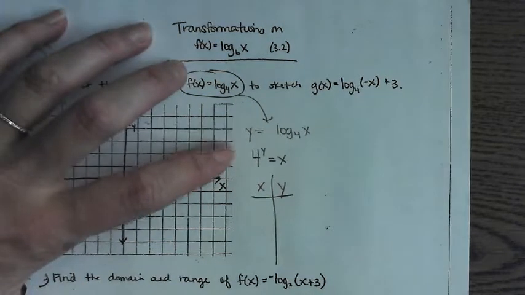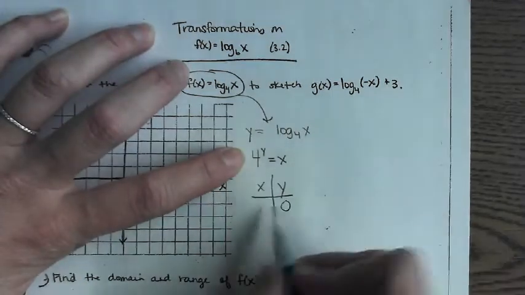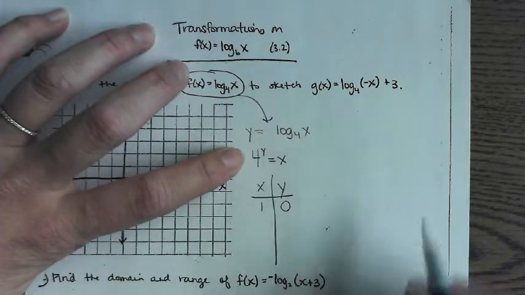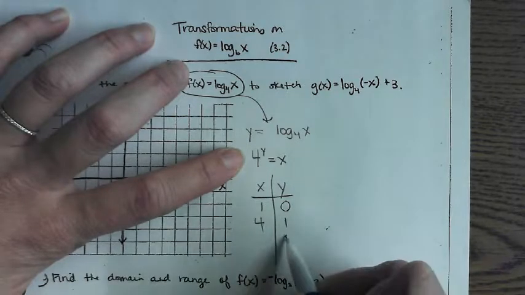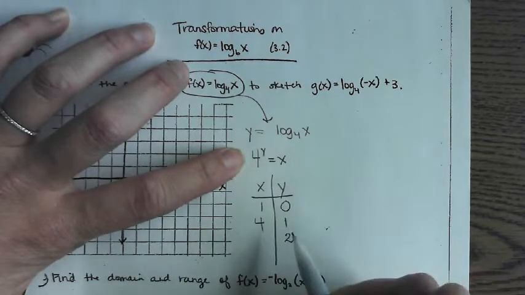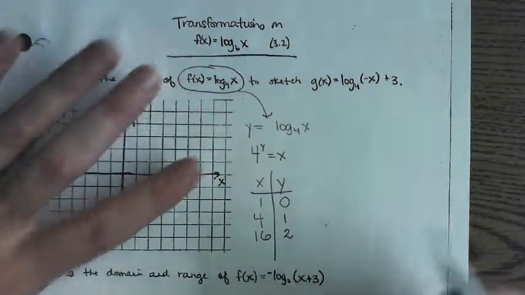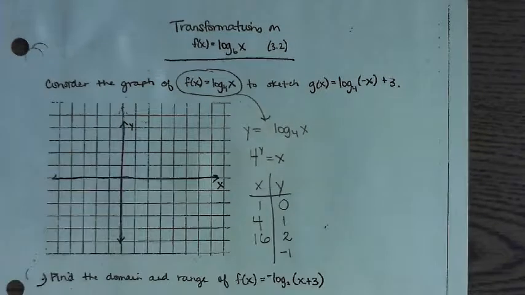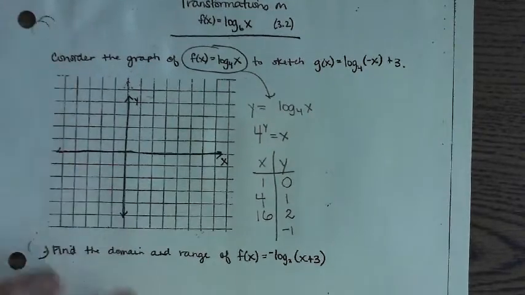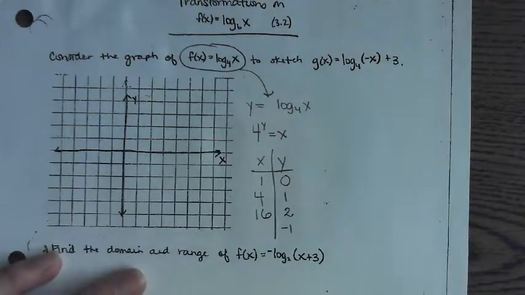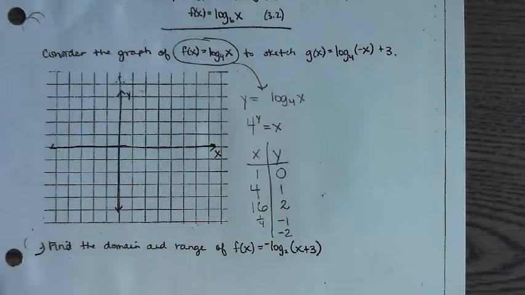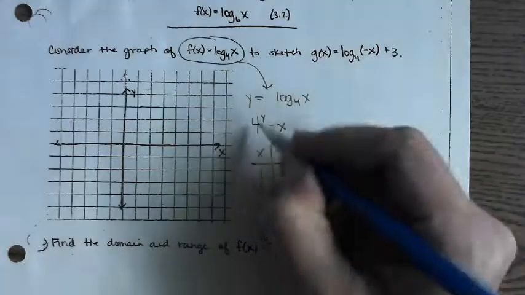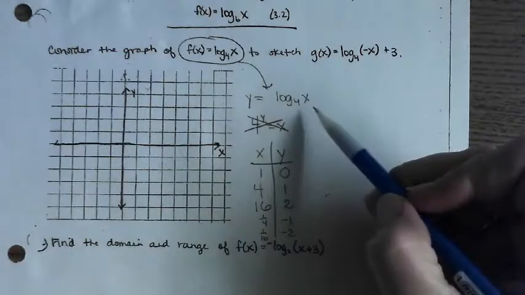So if you pick a y coordinate of 0, 4 to the 0 power is 1. A y coordinate of 1, 4 to the first power is 4. A y coordinate of 2, so 4 to the second power gives you 16. You actually can pick a negative 1 if you want. 4 to the negative first, 1/4, good. And negative second power, 4 to the negative second power is 1/16.